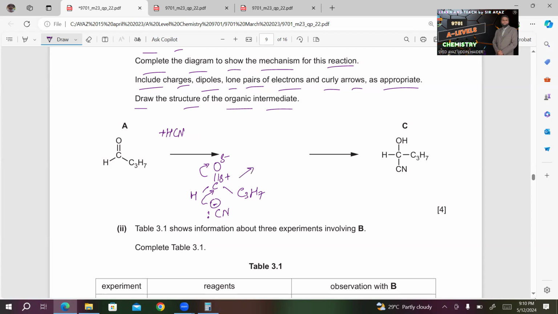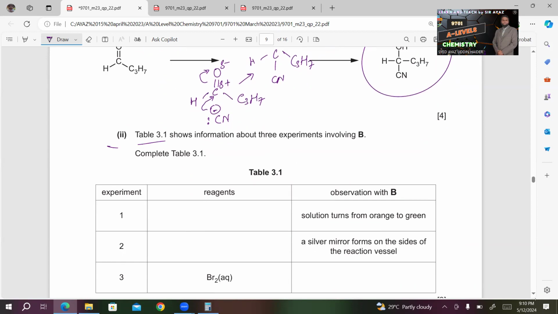Then we will get this. Oxygen will acquire negative charge now. This is negative charge. And we have C3H7 here, H here, and here we have CN. So this negative charge will attract H positive ion. So in the end, we'll get this product, C.